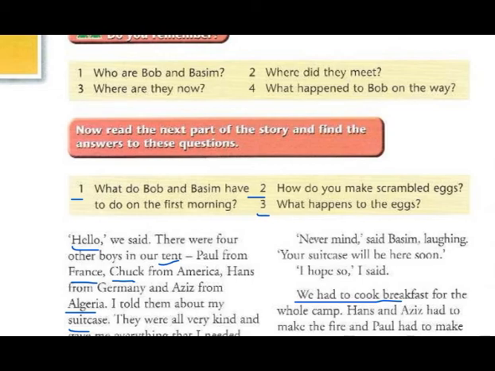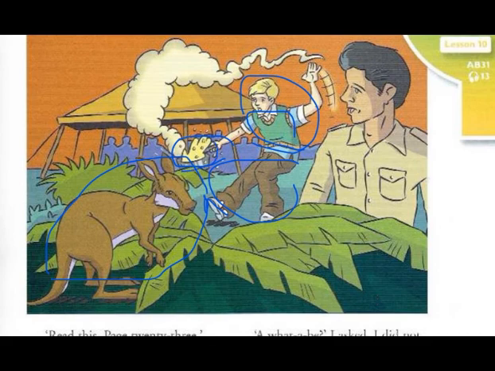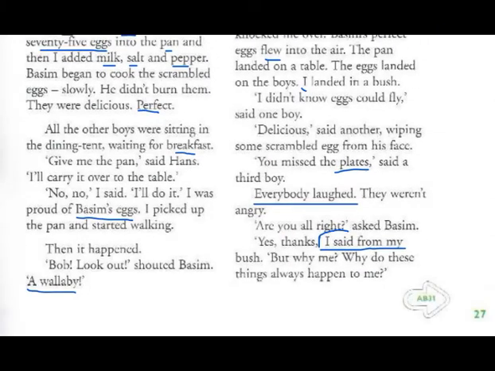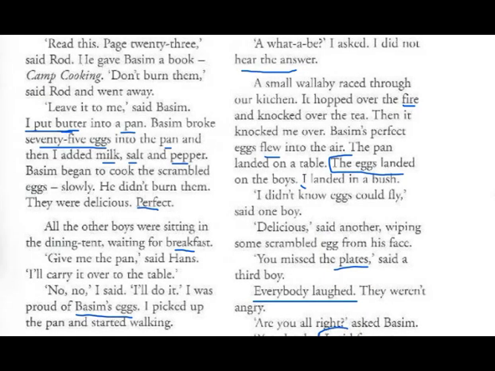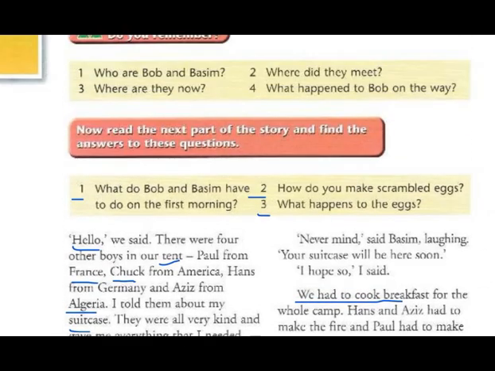Question three: what happens to the eggs? Yes, what happens to the eggs? If you can see the eggs after the animal has hit them, what happened to them actually? You can find the answer here. The eggs landed on the boys. Okay, on the boys' faces. It's all right. So these questions are important, very important. They might come in the exam, so be careful about that.